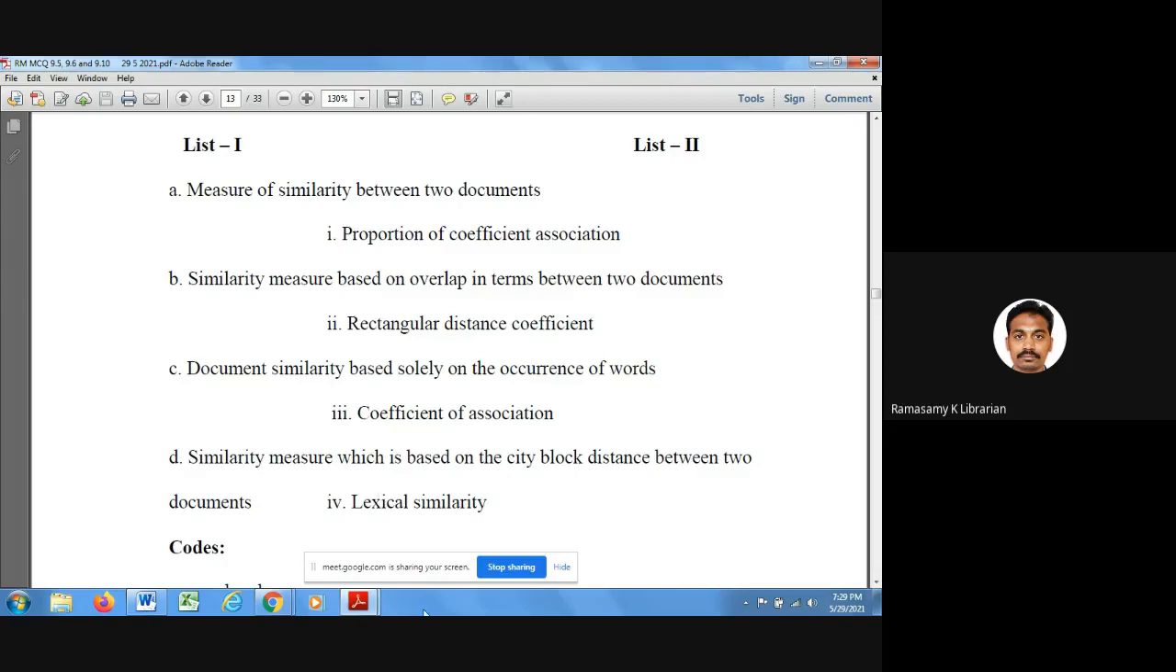The last one, which I tried, but I was not able to get clarity anywhere: a similarity measure based on the city block distance between 2 documents. They say it is the rectangular distance coefficient. Though I tried a bit, I was not able to get any explanation for this particular option. So you can just try in Google. Okay, fine.